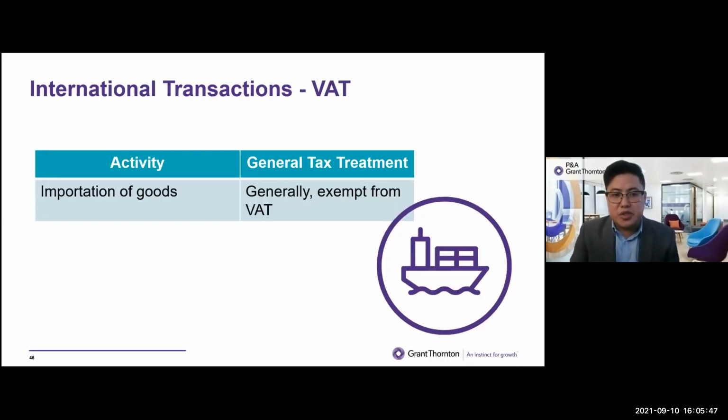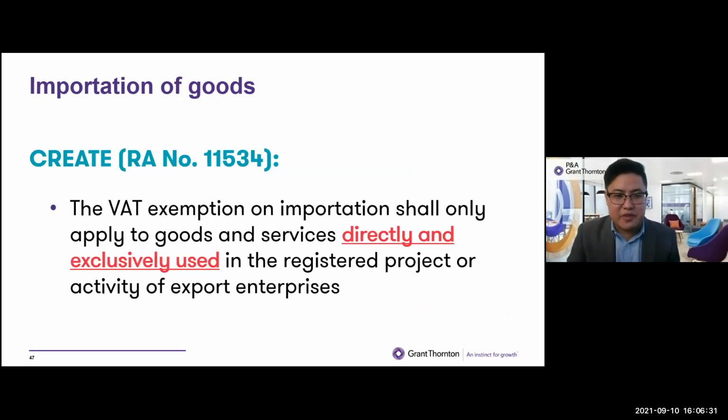What's the rule when it comes to importation of goods? Generally, it is exempt from VAT. Why do we say generally? Because of course, as provided under the tax code, the imported goods must be directly and exclusively used for the registered business activity of the registered business enterprise. If it's found out that it is not directly and exclusively used, then it might be subjected to the usual 12% VAT. Although usually, this pertains to raw materials, no? Which is why it is automatically exempted from VAT.